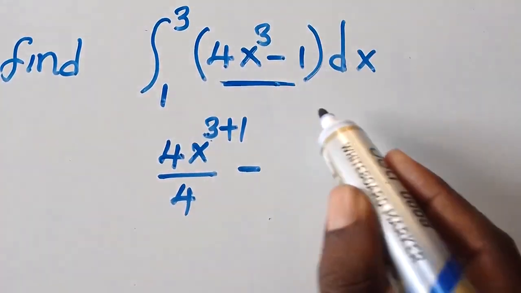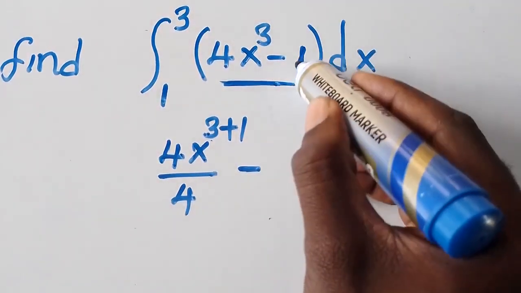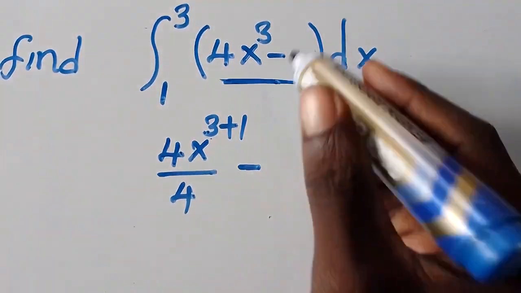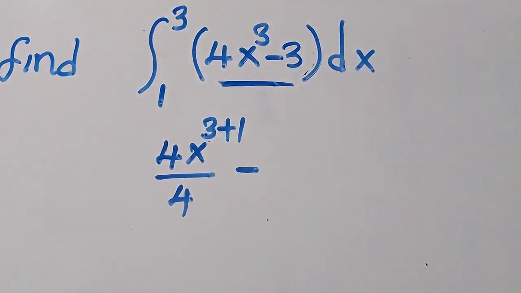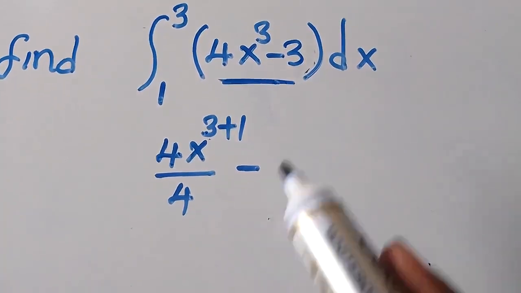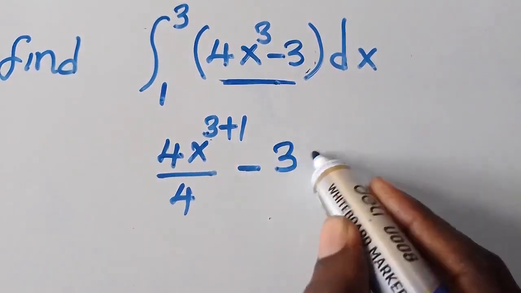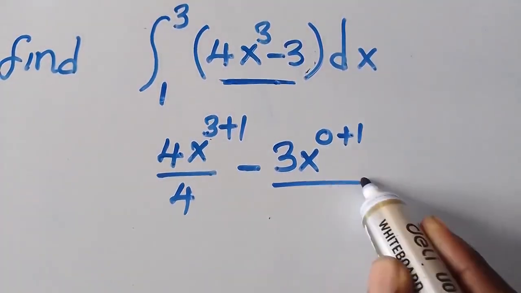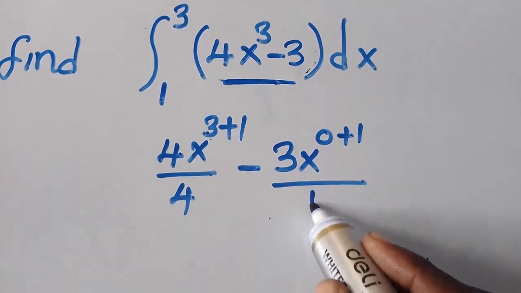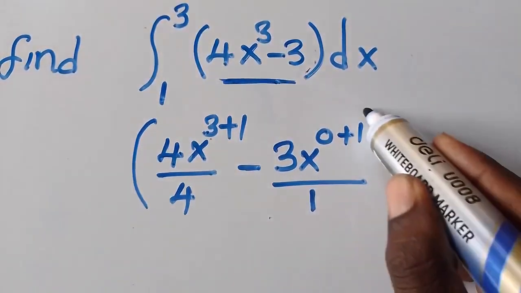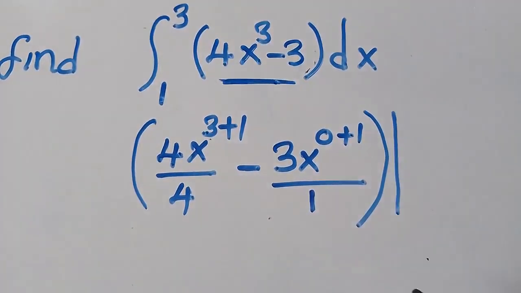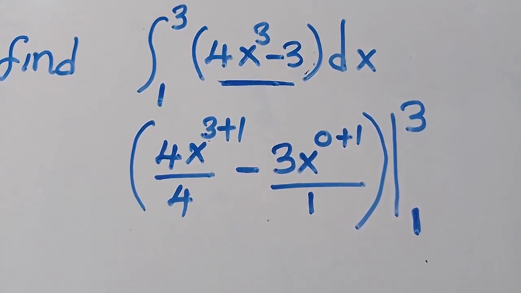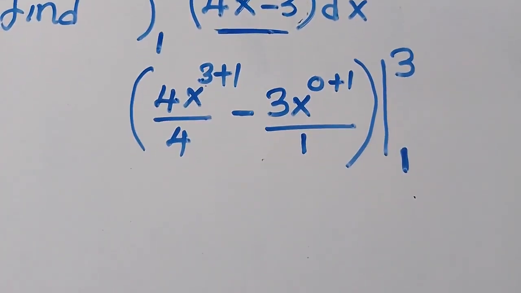Let me change the equation a bit. I've used a 1 most of the time, so let me put a 3. If there is a 3, that is the same as 3x to the power 0. Then you say plus 1 over 0 plus 1, which is 1. Then you put this in brackets, and the limits come this side. The upper limit is 3, the lower limit is 1.